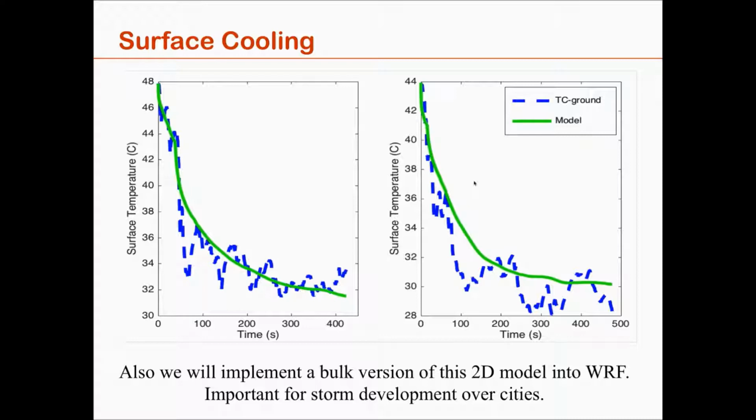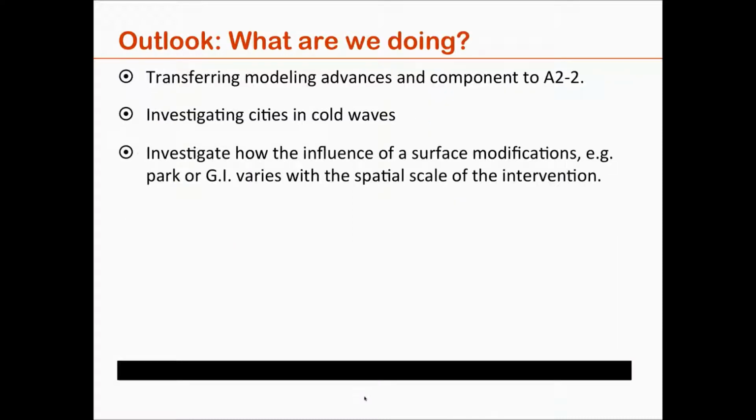This is currently completely absent. Now when it rains, the surface cools by evaporation, but what we're finding is that the biggest cooling is not by evaporation, it is by advection with the runoff. And once we implement it into WRF, we're going to study how this rapid cooling, which we can now represent, impacts storm development over the city.